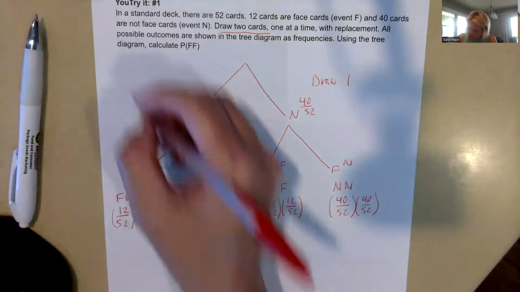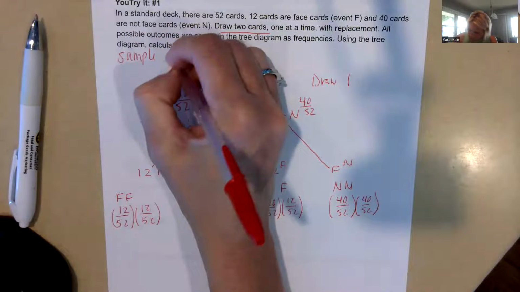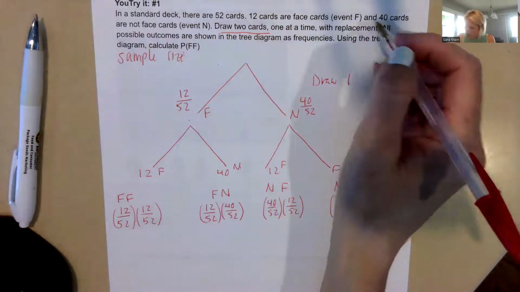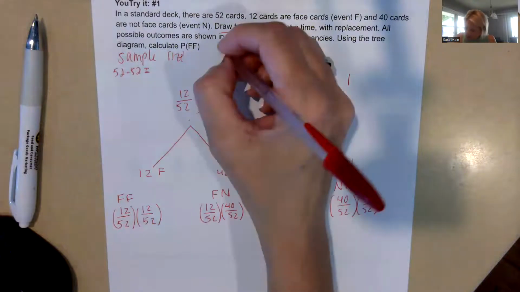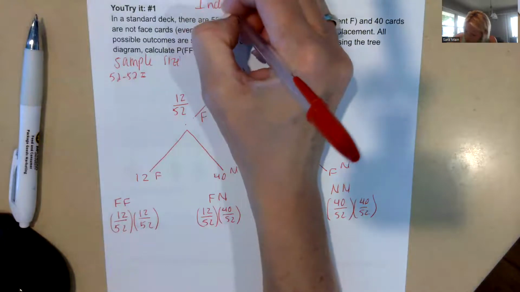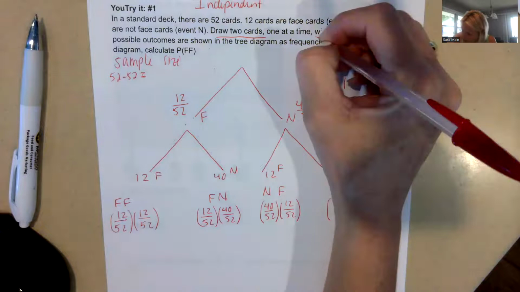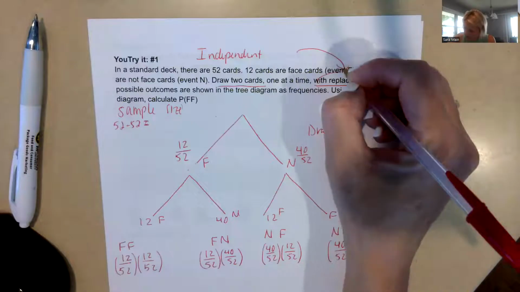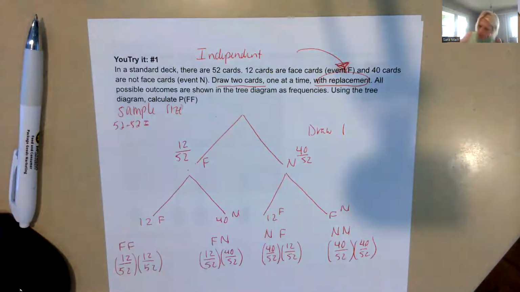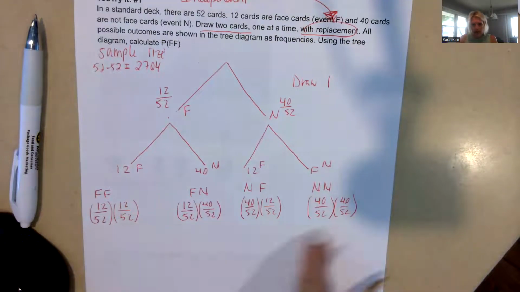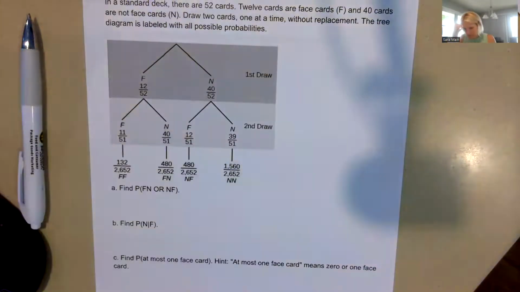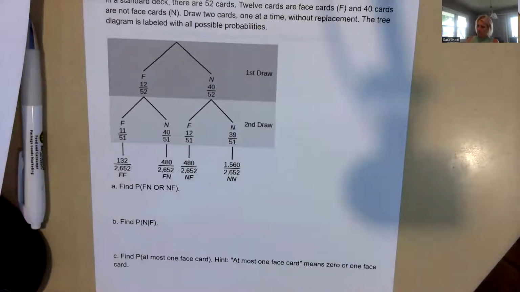Okay, and our sample size is 52 times 52 because we have an independent situation, since we said it was with replacement. Because it's with replacement, they're independent. So for our sample size, we can just do 52 times 52. So there are 2,704 outcomes in our sample size. And we're going to use these to help us answer some questions.